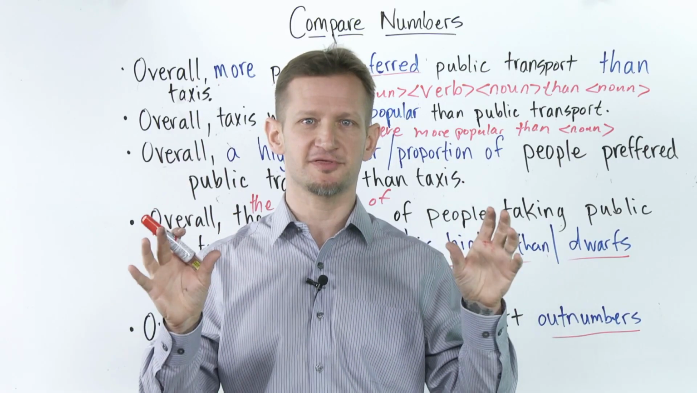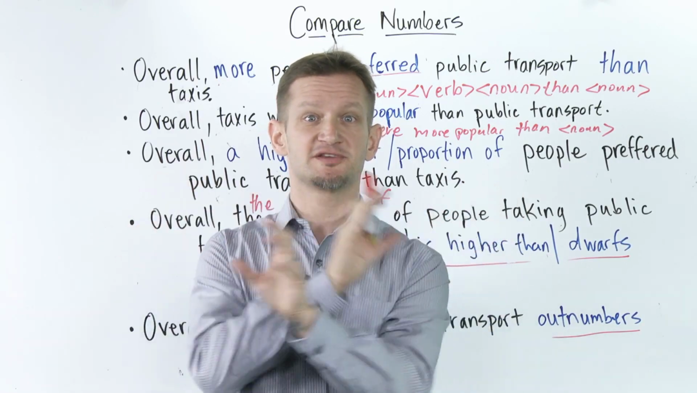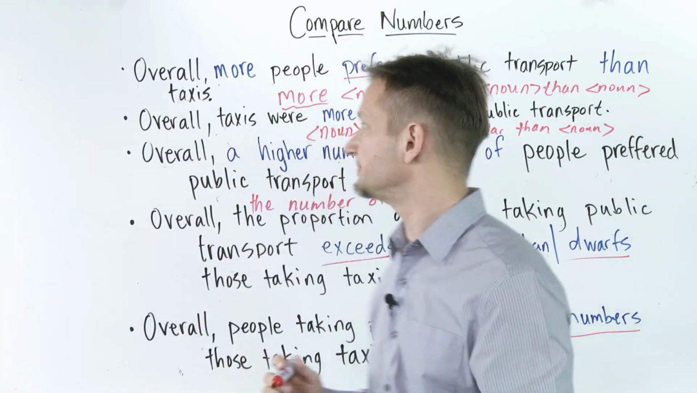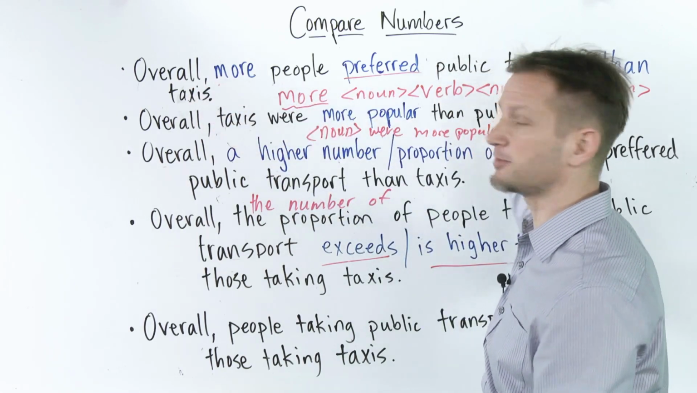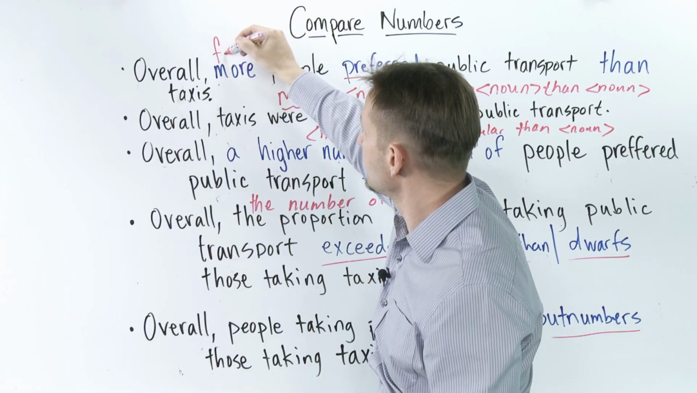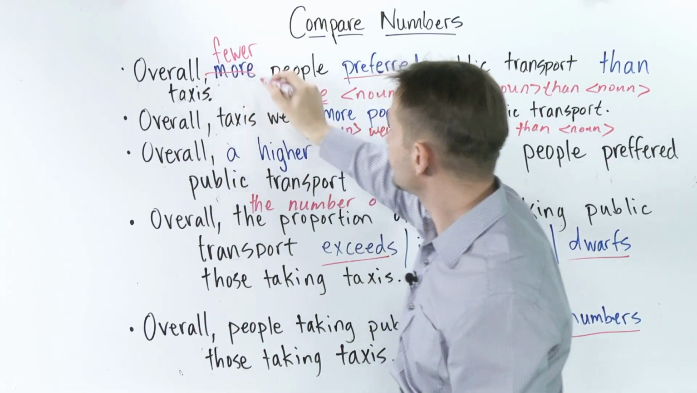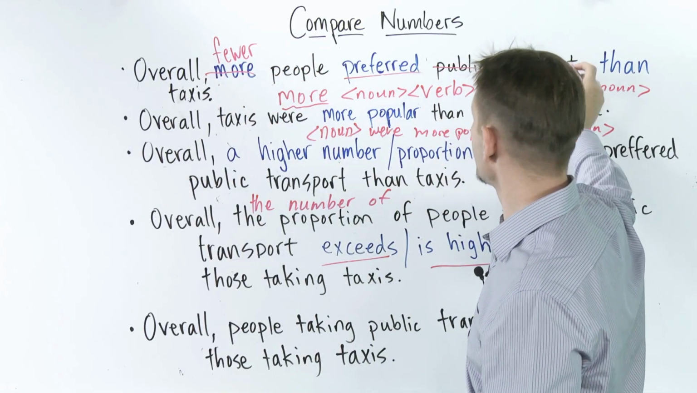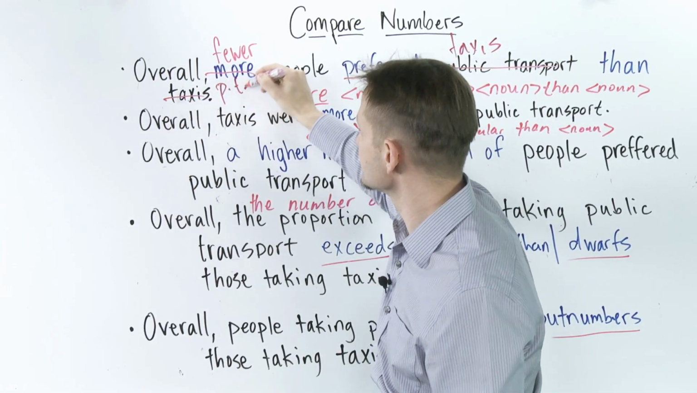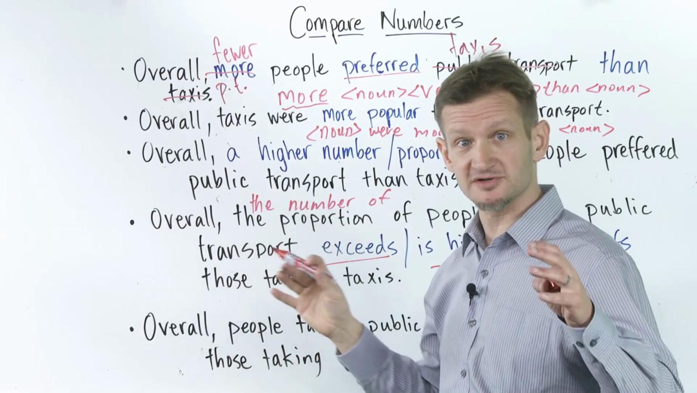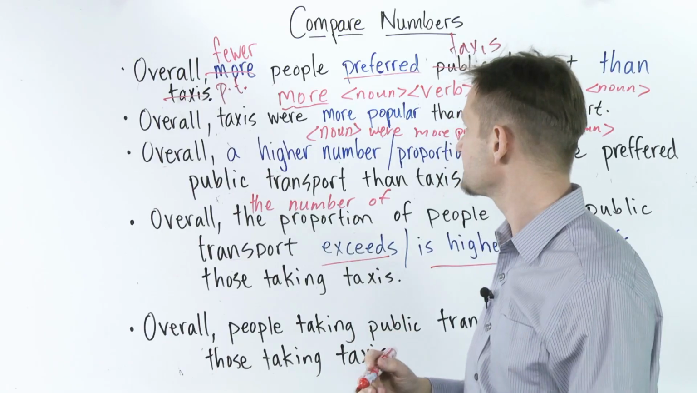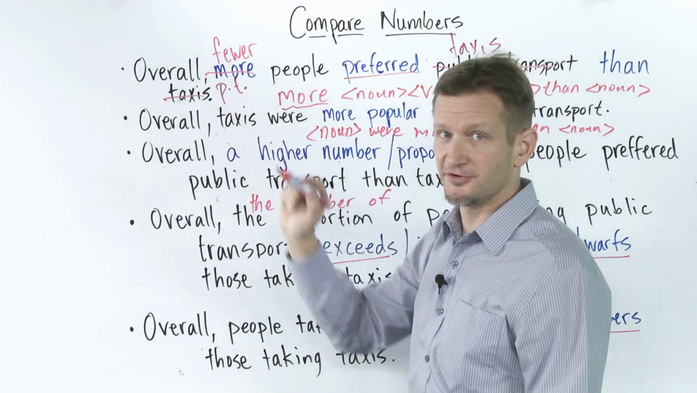When you're comparing two things, you can often switch the subject and the predicate if you change what's in the middle. Let me show you what I mean. So overall, more people preferred public transport. We can also say overall, fewer people preferred, and now we change this to taxis than public transport, right? So we change some words in the sentence, but it means the same thing. The meaning of the sentence is the same. So more we change to fewer.